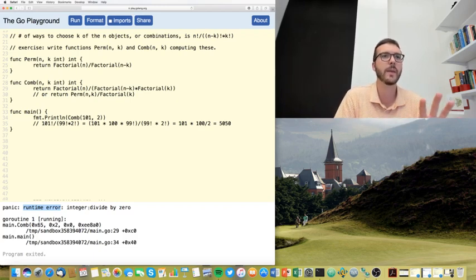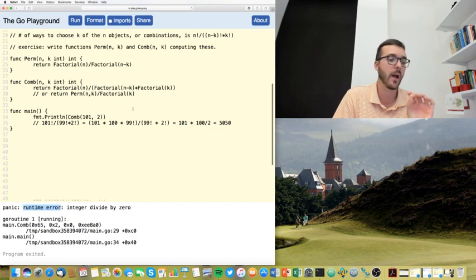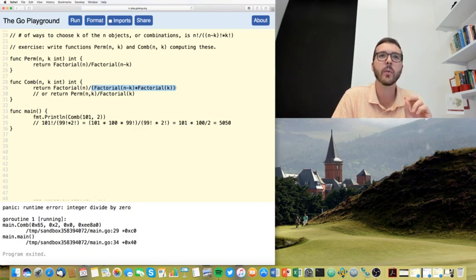Now what's strange about this is that if you look at the combination function, it's factorial of n over this. That's the only division that happens. So it's telling us that a division by 0 is happening. And the question is, how in the world could we be dividing by 0 if we're dividing by what's apparently such a large number, which is factorial of, well, in this case, not so big. It's just 99 factorial times 2 factorial.